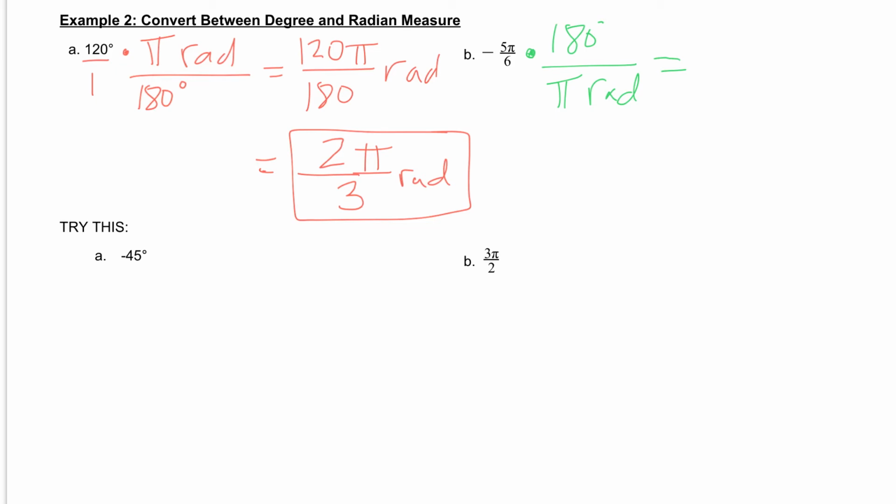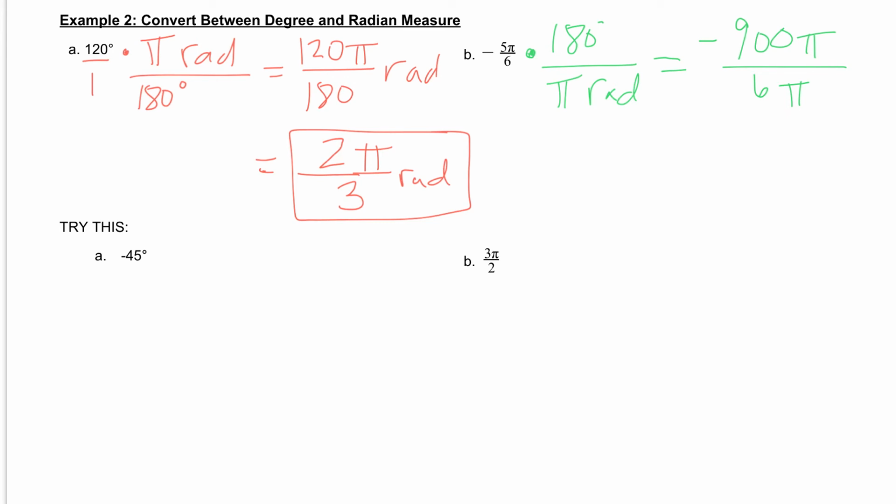When we do that, again, we're looking at the top. We're going to multiply across the top. We're going to multiply across the bottom. So what happens is we get 5 times 180, which is 900, and we can't forget we have the negative sign there. So we get negative 900 pi over 6 pi.